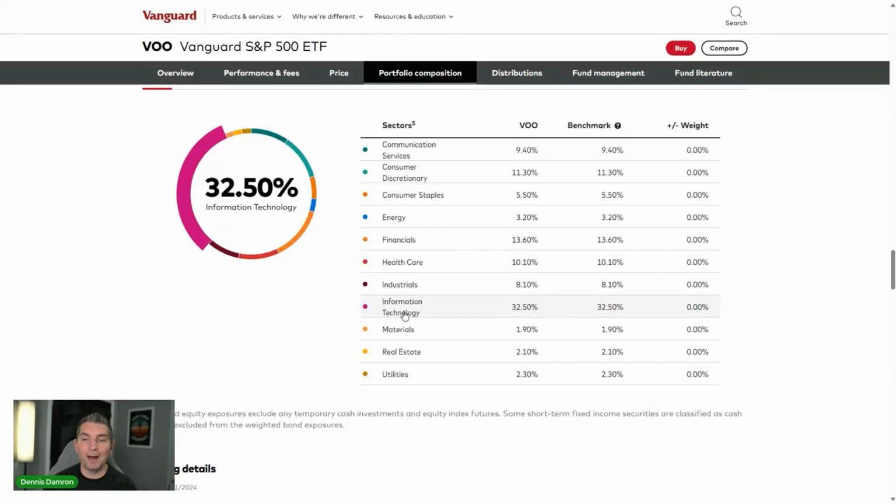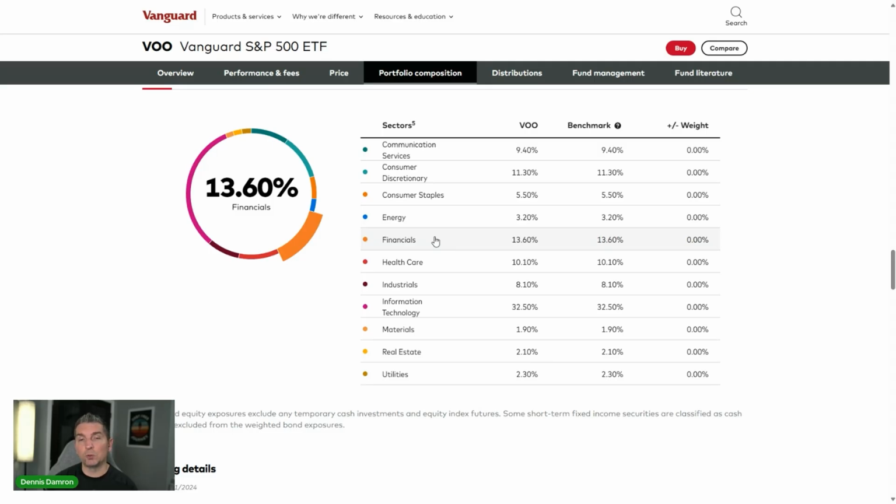Then, of course, you look at financials. When you look at financial institutions, really the backbone of America, the banking infrastructure that we have, the mortgages, lending, credit cards, everything else really falls into this financial sector, which again makes up 13.6%.